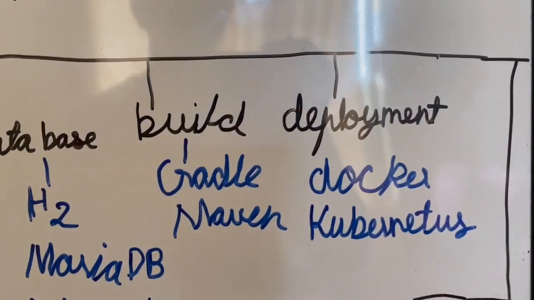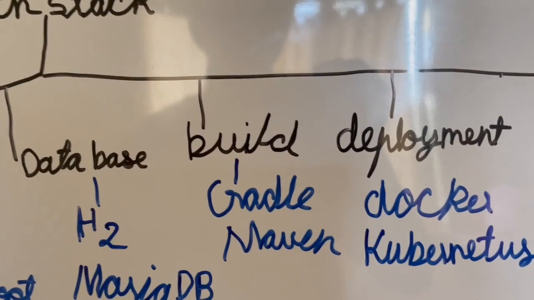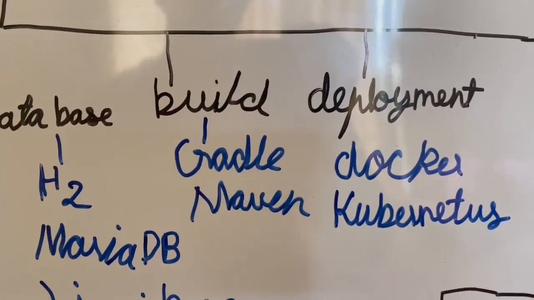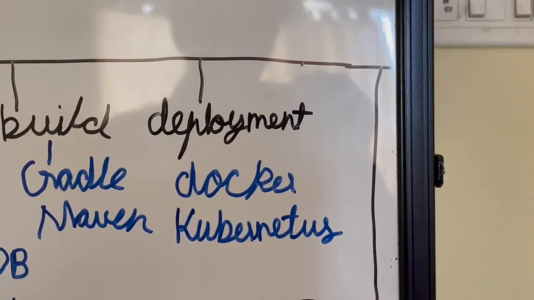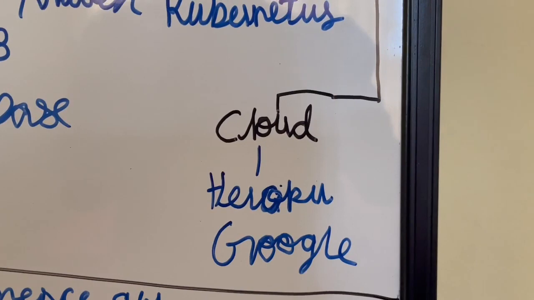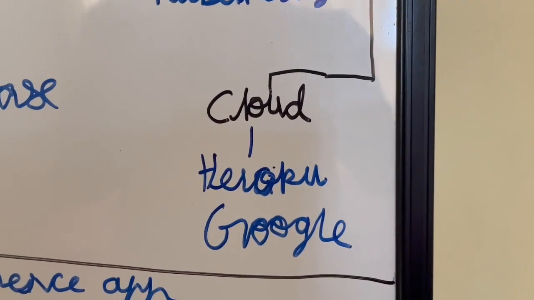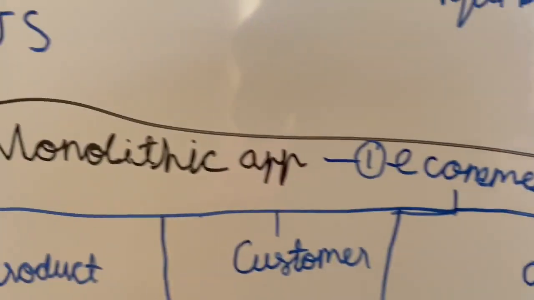Next we have the build. Over here I used Gradle. Gradle and Maven are the two tools, but I used Gradle in my project. Next we have the deployment. In deployment we have Docker and Kubernetes. Next, under cloud, we have Heroku and Google. Now let's move on to Monolithic.